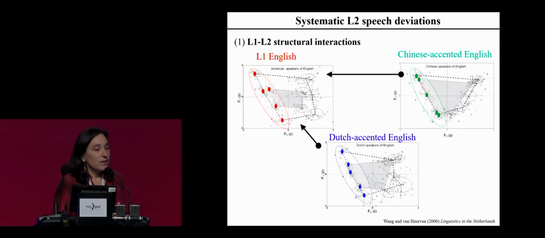Now, what's really important about this is two things. One is that these are pairwise interactions, so these are structural interactions between the particular L1 and L2. And secondly, this is a group-level feature. This is something about Chinese-accented English in general. This is not a source of systematicity at the individual talker level. It's a group-level feature.